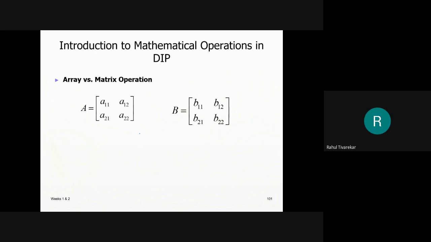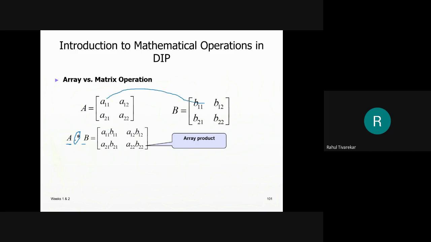Array versus matrix operation. I hope you remember when I multiply array A with array B, I use the dot star notation. Dot star represents element by element operation. So the product is performed element by element: A11 multiplied by B11, A12 multiplied by B12, A21 multiplied by B21, and A22 multiplied by B22. This is called the array product.